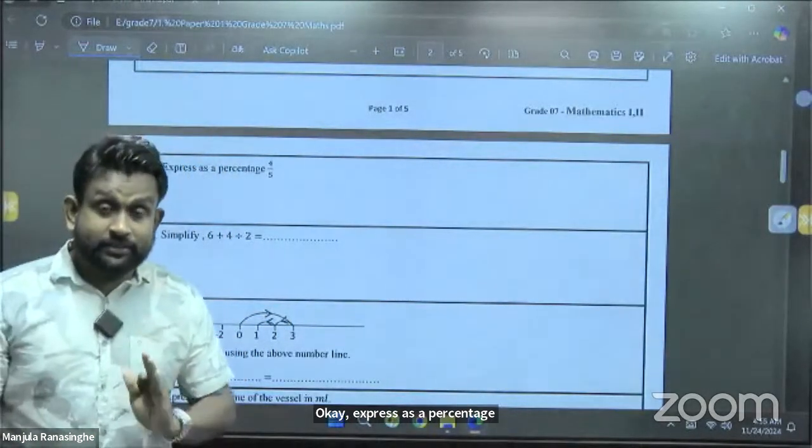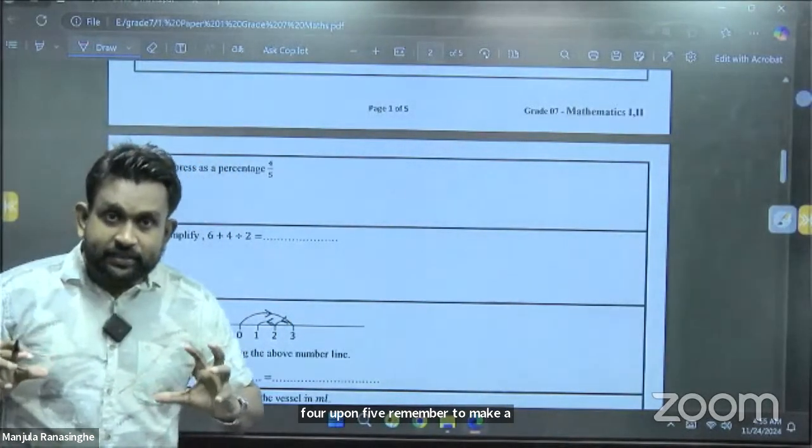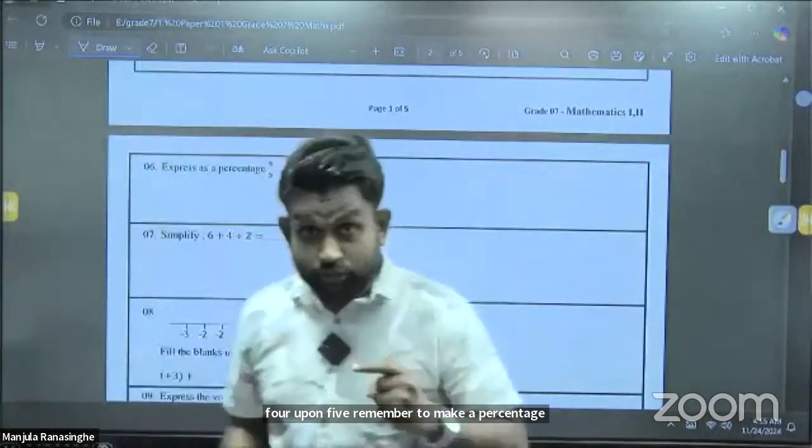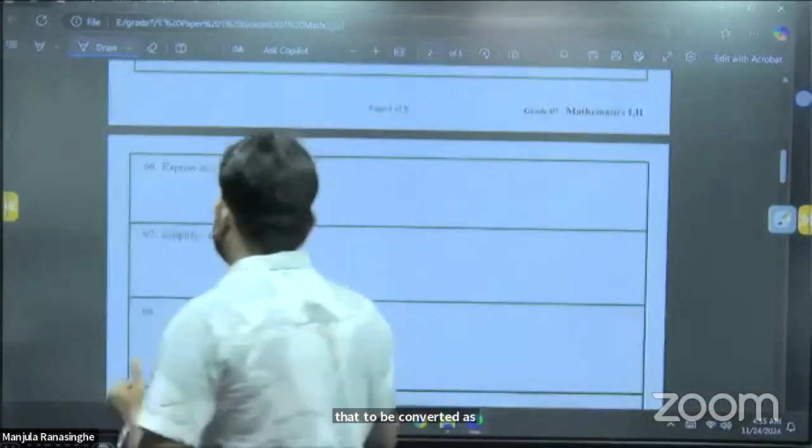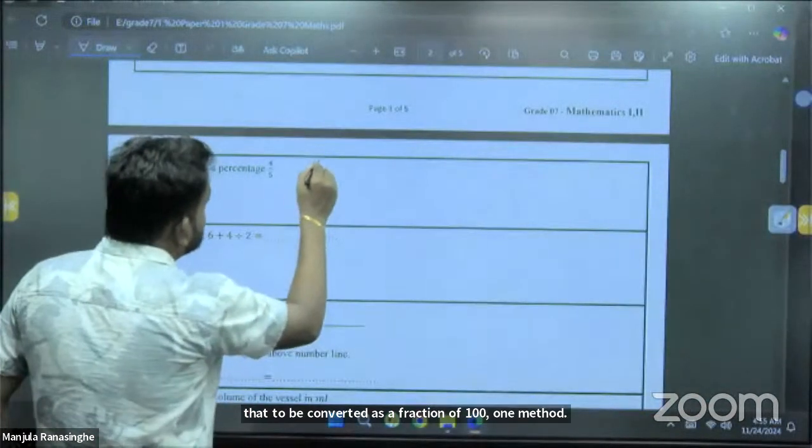Remember, to make a percentage, it has to be converted to a fraction of 100. One method: you can make this a fraction with a denominator of 100.